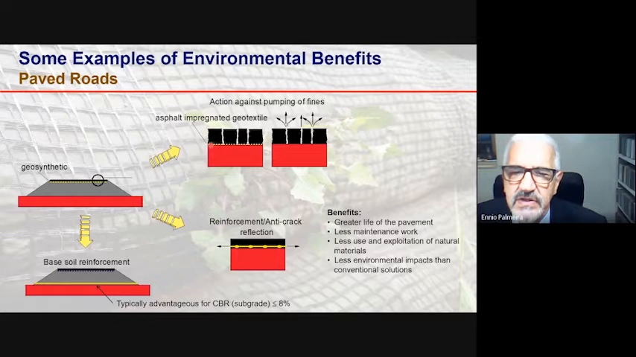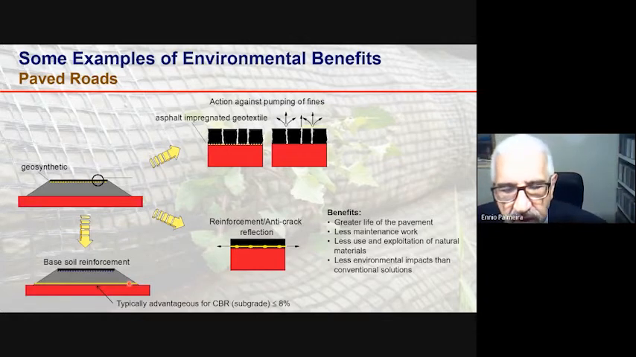So with the geotextile impregnated with asphalt, we create here a barrier that avoids the passage of fines from the base layer through cracks in the asphalt cap. It can also be used as a reinforcement for the asphalt cap to avoid crack reflection, or at the base of the pavement base layer as a reinforcement. This type of application, as the other, will increase the life of the pavement.